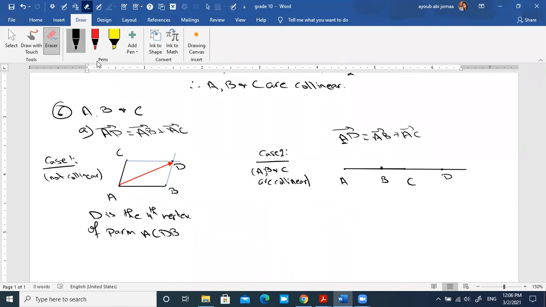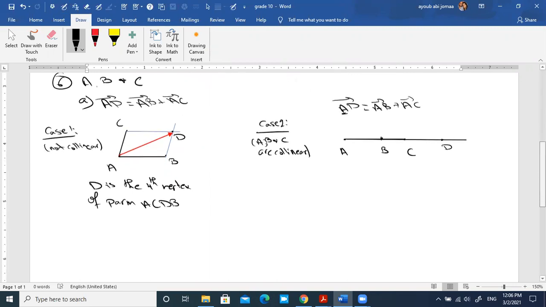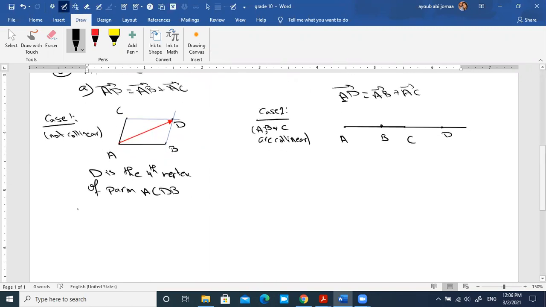Now, the second part, part B. Prove that AD required to prove that.